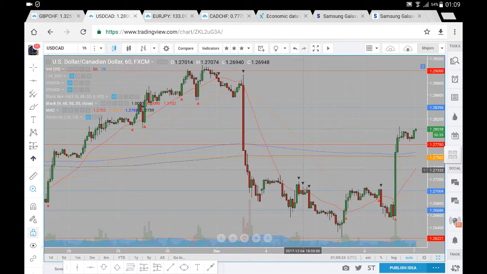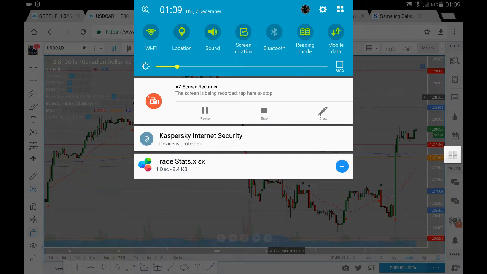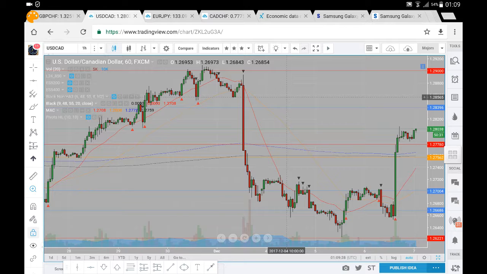So this is US dollar Canadian dollar analysis for Thursday, 7th of December. Now, let's have a look at what's happened more recently with prices. So we've come down towards this 126.22. It's an important level, marked out in red.